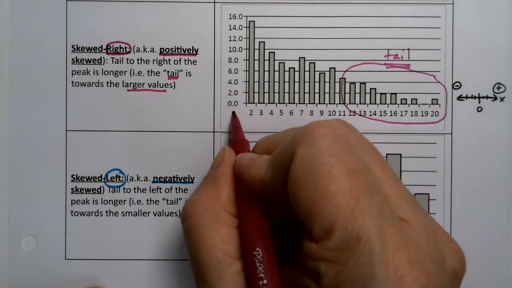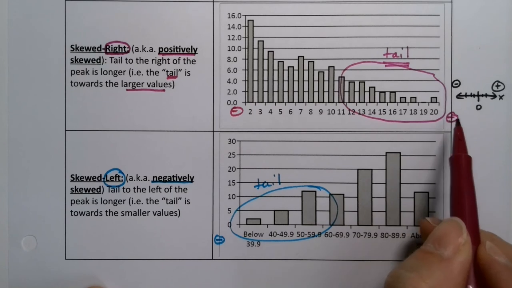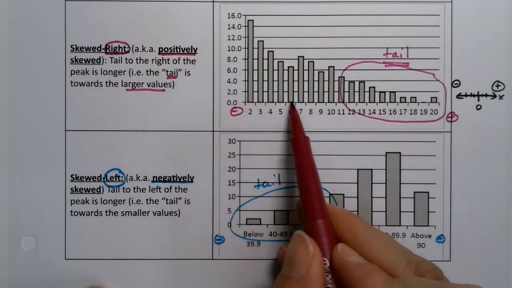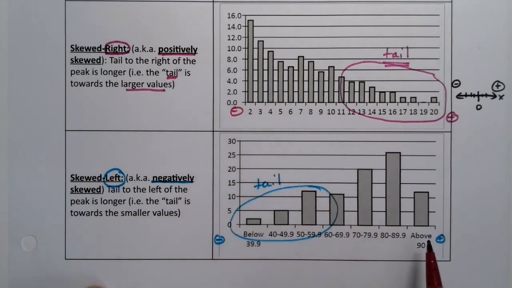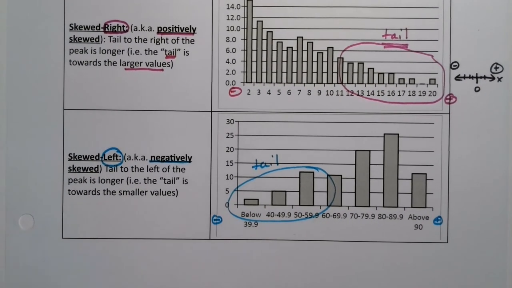And again, this is negative, this is positive. So this one's skewed right or skewed positively. It has to do with this being an x-axis, the same x-axis you know and love from algebra class, or maybe hate from algebra class.